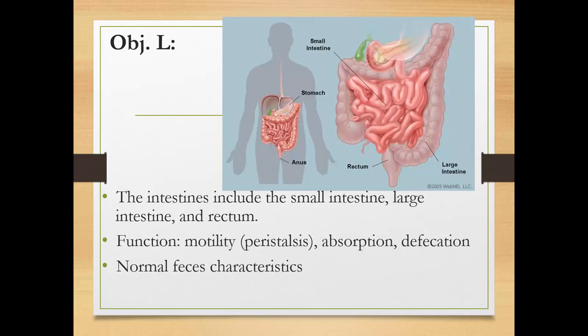The characteristics of normal feces include the following. It's about 75% water and 25% solids. Solids are undigested fiber, fat, bacteria, and inorganic matter such as minerals and proteins. The feces is brown because of the chemical conversion of bile and bilirubin.